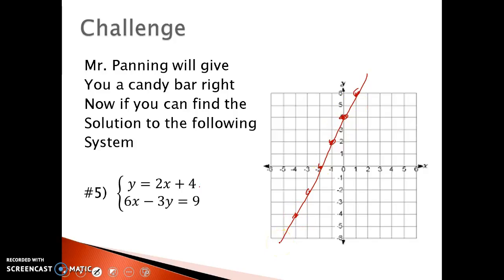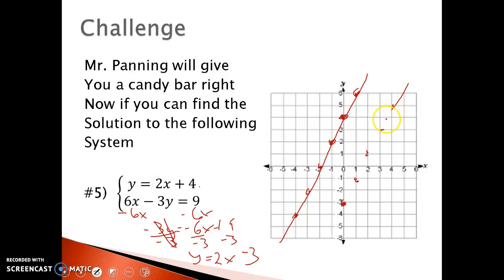Then if I graph the second equation, this time I'm going to do it by getting the y by itself. I'm going to subtract 6x from both sides. So I will have -3y equals -6x plus 9. And if I divide both sides by -3, that'll be y equals -6 divided by -3 is 2x minus 3. So this one's going to start at -3, but its slope is also 2.